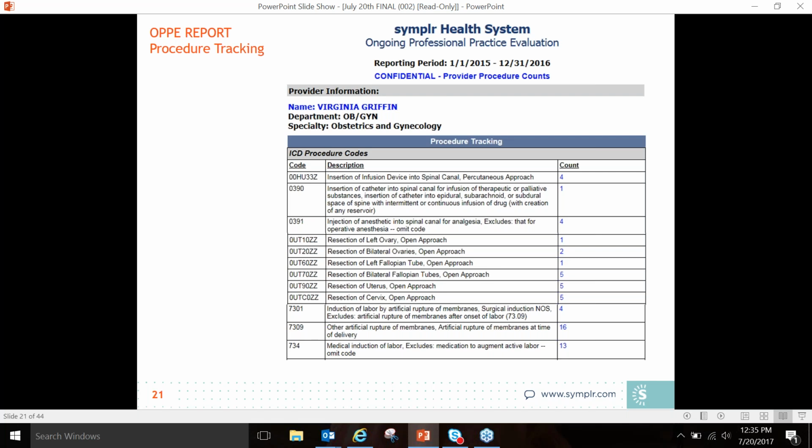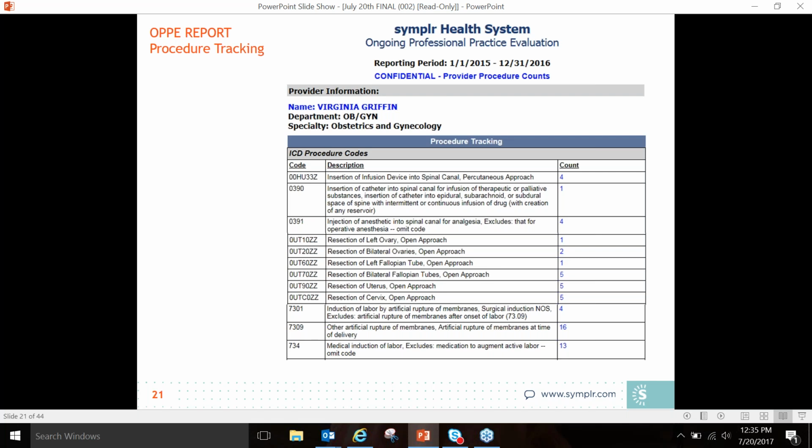This is where the ICD CPT code pull comes into play from your EMR. So if we're pulling these codes, we can then show you the code on the left, the description of the code, and then how many she's performed there on the right under count.